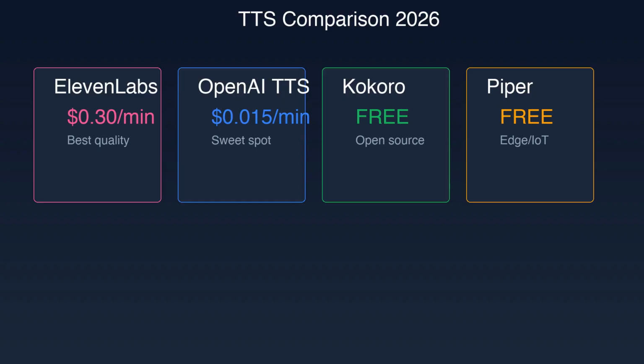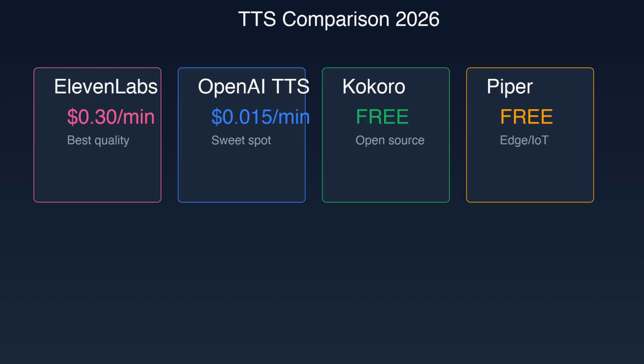For speech-to-text, the landscape is simpler. OpenAI's Whisper is the open-source baseline. It's free, supports 99 languages, and achieves best-in-class accuracy for batch transcription. The catch? It's not optimized for real-time streaming out of the box.